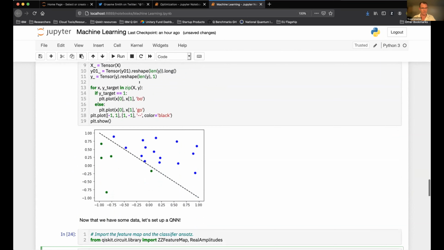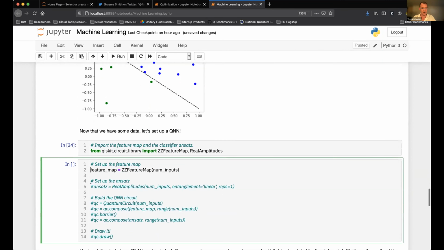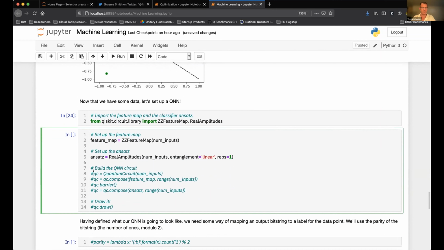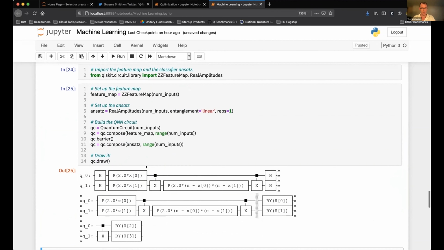It's 2-dimensional. Okay. Right, my ansatz, same number of inputs, maybe with this linear entanglement structure. And then the way that we're going to build this QNN is, again, we create a basic quantum circuit. We then compose the feature map, because you have to first do the embedding of the classical data. Again, we'll throw up a barrier just to highlight the difference between these two pieces. And then we'll add that parameterized ansatz as the classifier part of the circuit. And we'll go ahead and draw it, okay?